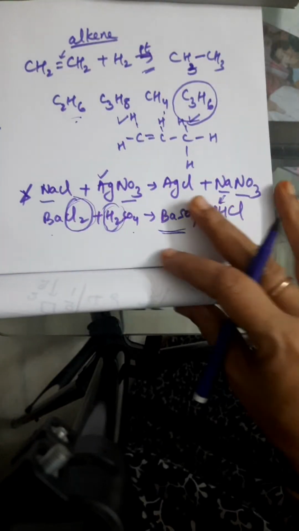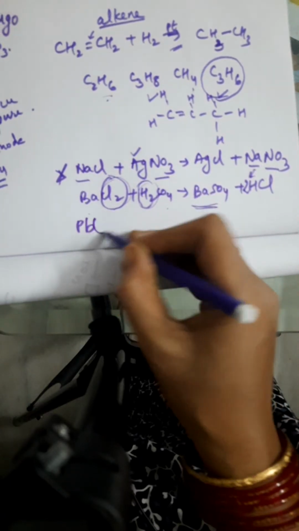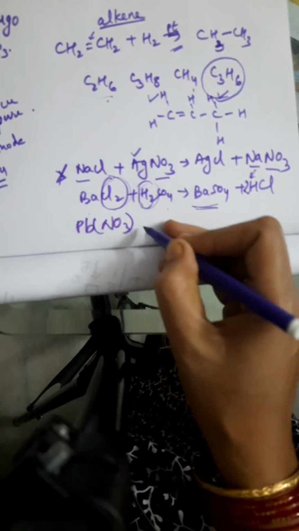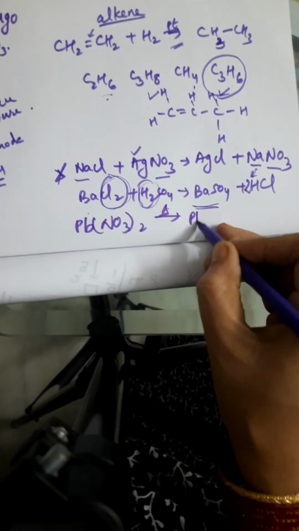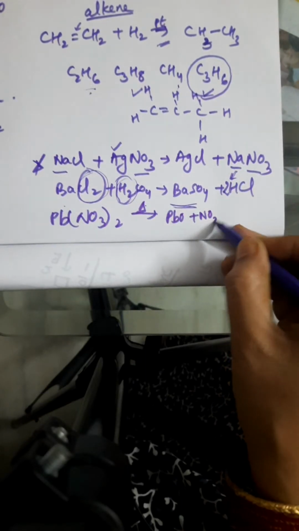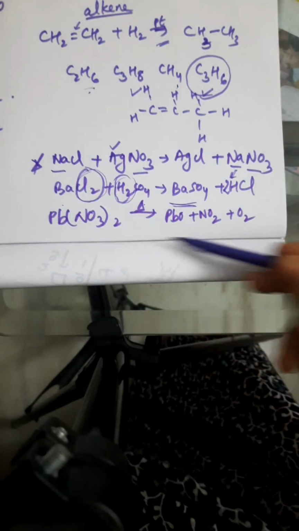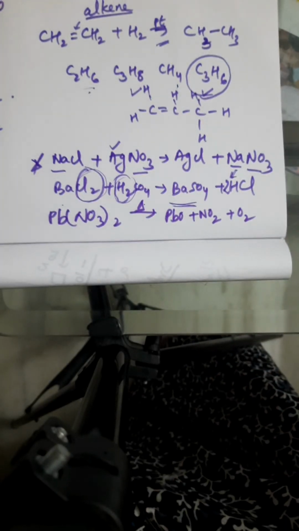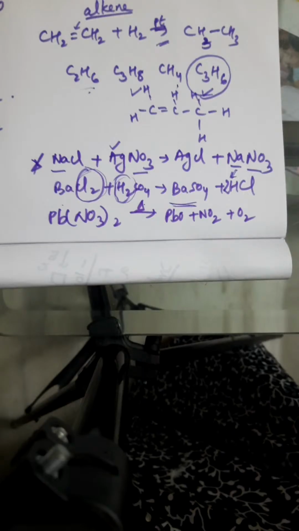Now the next question, Pb(NO3)2, when it is heated, it is getting converted into PbO plus NO2 plus O2. Can you name which type of reaction is this one? The third one. Which type of reaction is this one?